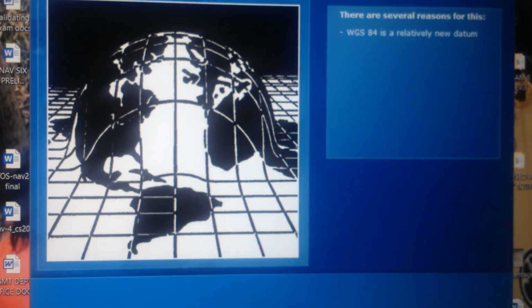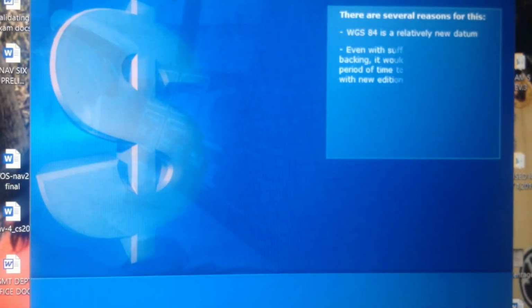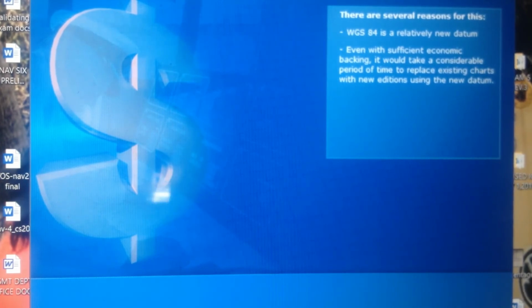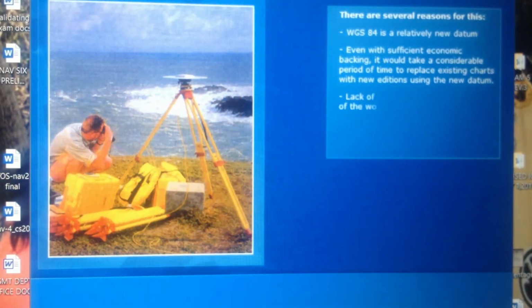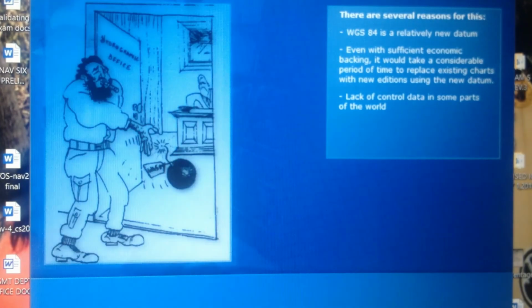WGS84 is a relatively new datum. Even with sufficient economic backing, it would take a considerable period of time to replace existing charts with new editions using the new datum. There is also a lack of controlled data in some parts of the world. Various political reasons in several countries delay the process.